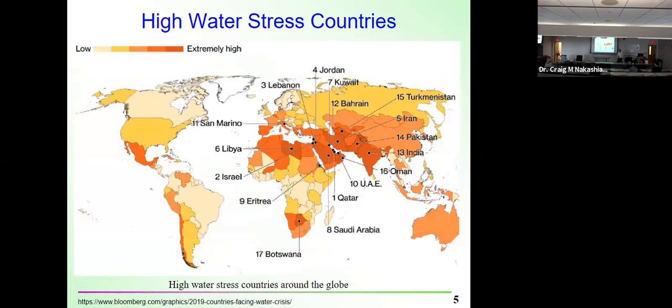Let's look at some high water stress countries around the globe. This scale is showing low here, and this is high. If you look at this area, number one is Qatar, number two is Israel, number three is Lebanon, then Jordan, Iran, especially this area. They have a huge shortage of water. Even some of the African countries also, this area.